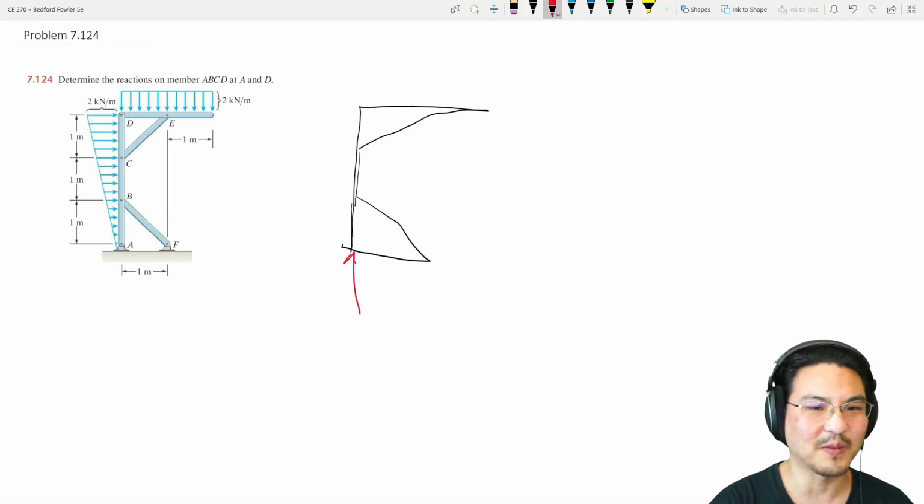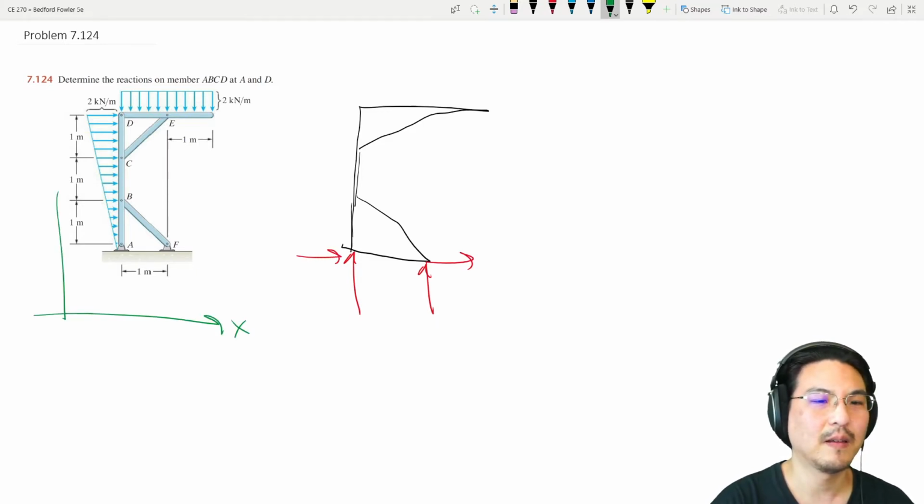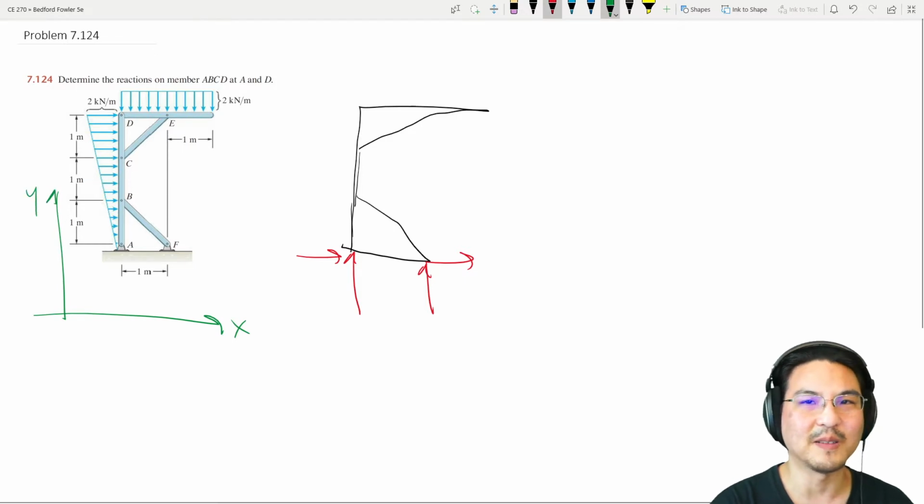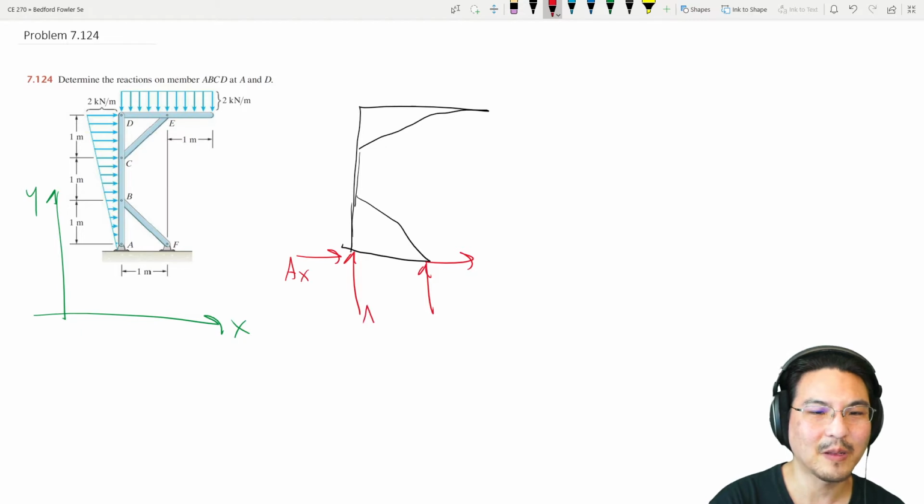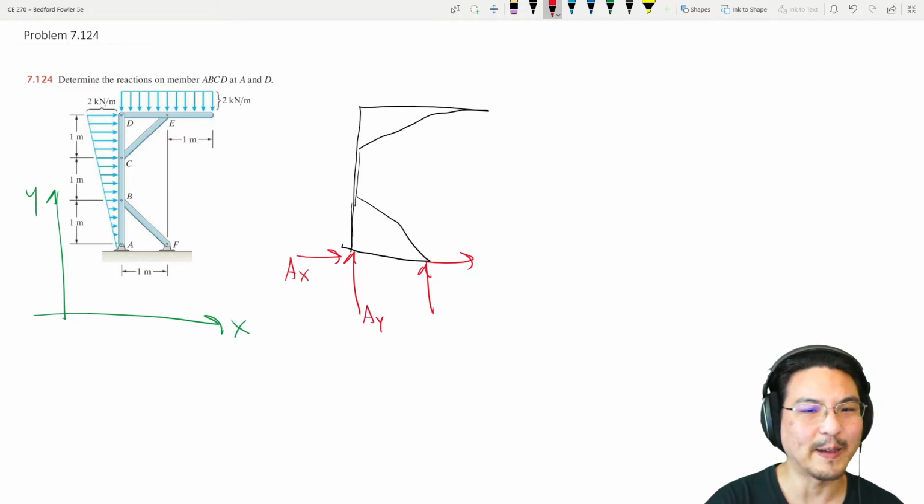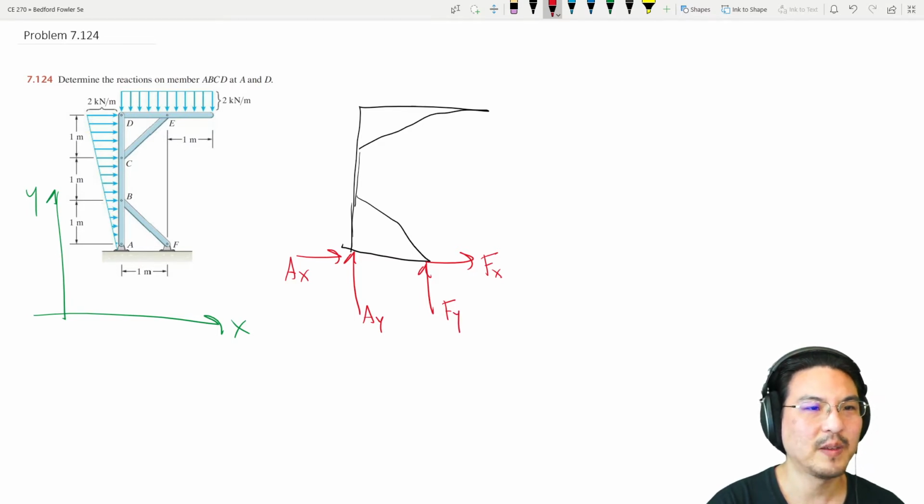So there's a pin over here and here. Let me pick coordinates. Okay, so I'll just decompose the reactions at pin A into X and Y components. The reactions at pin F, I'll decompose into X and Y components. And then there's a load up here at the top.